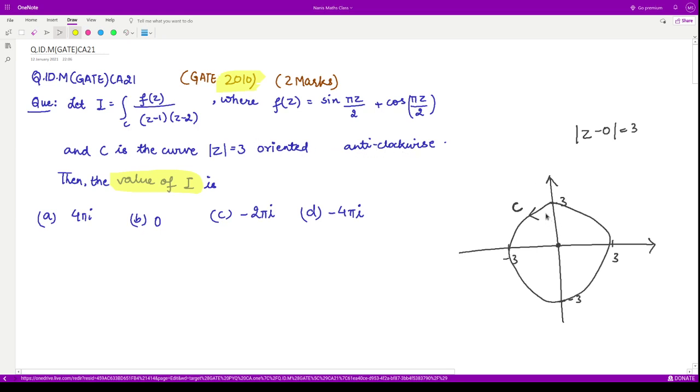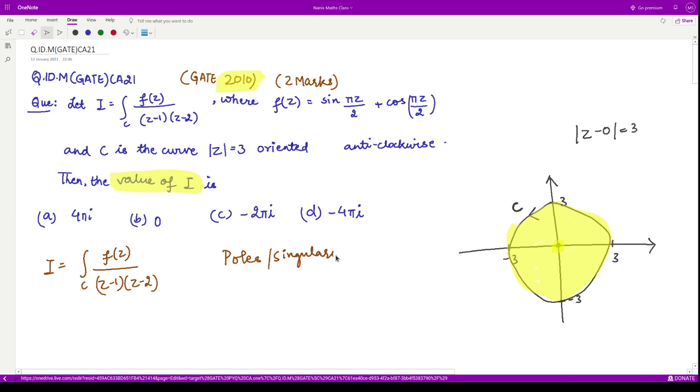So here our curve is basically this one, having center at the point 0 and its radius is equal to 3. So our region of interest is this one, the shaded region inside this circle C. So this is the region. So in order to calculate the integral I over the C, where this is f(z) divided by (z minus 1)(z minus 2), first of all we must determine its poles or singularities.